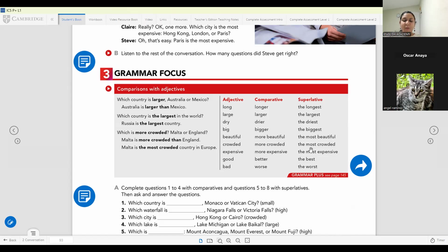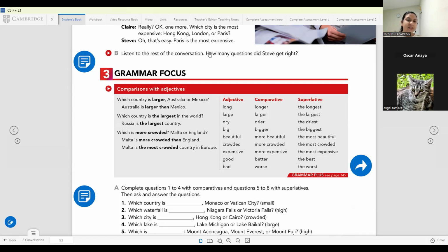But for superlative, we are comparing one thing over all of them. I mean, one versus the rest. For example, which country is the largest in the world? Russia is the largest country, or could be three things or more, right? In this case, the largest country is Russia. We add est and the article the: the longest, the largest, the biggest. And for long adjectives, we use the most beautiful, the most expensive.